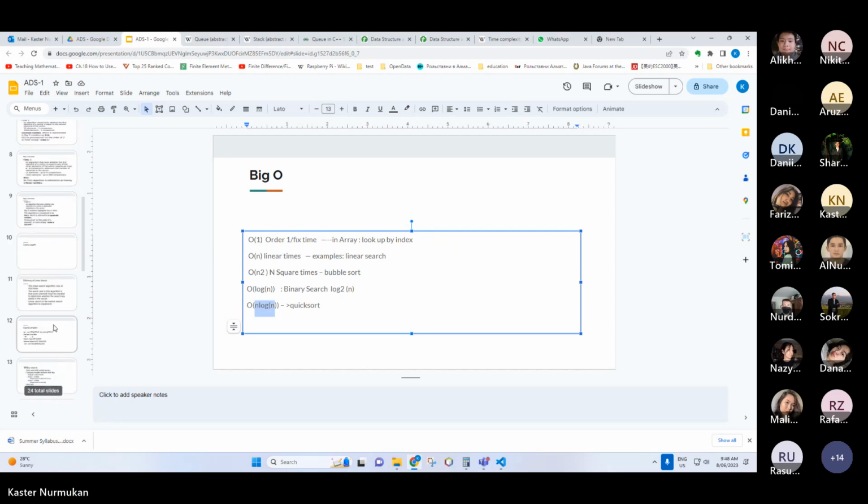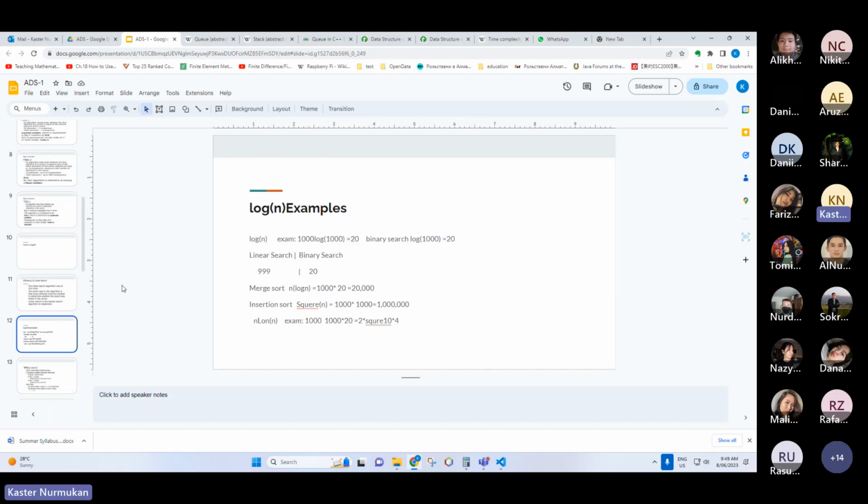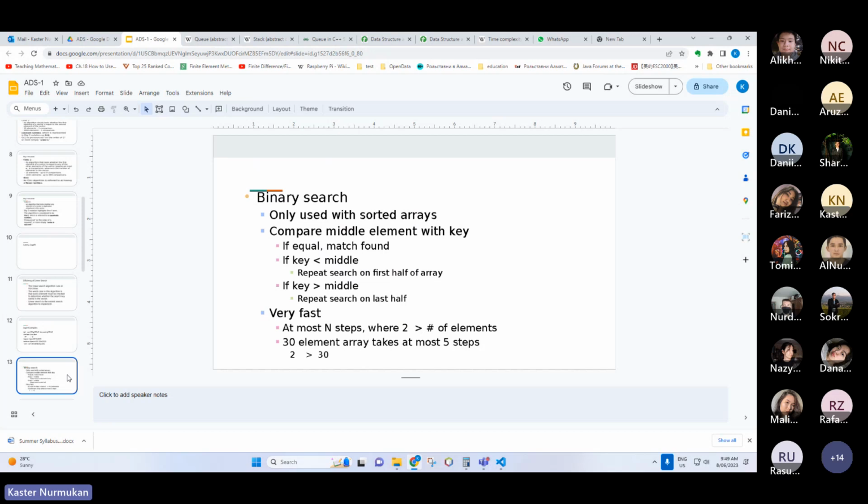Okay, let's continue. If you understand linear complexity, fixed time complexity, log n time complexity, and sometimes quadratic time complexity, understanding their meaning will help you understand this course better. So let me explain only one example, for example, binary search.